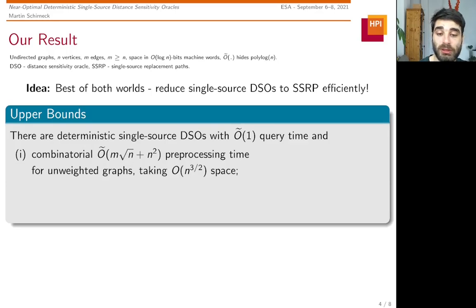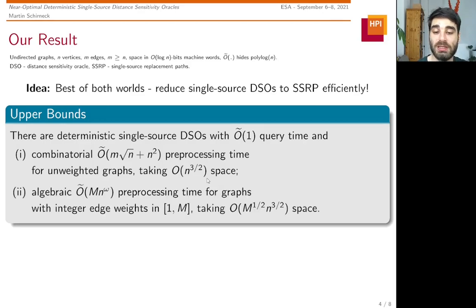And in the combinatorial setting, we get combinatorial preprocessing of m times square root of n plus n squared, which is exactly the running time of the Schirneck and Cohen algorithm. And our DSO only takes n to the 3/2 space, so we even shave a log factor there.